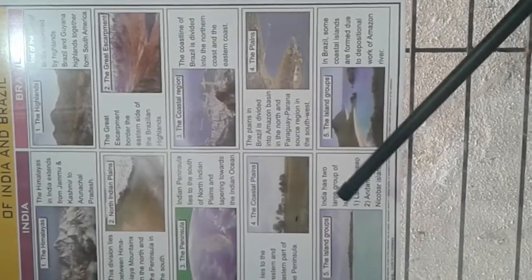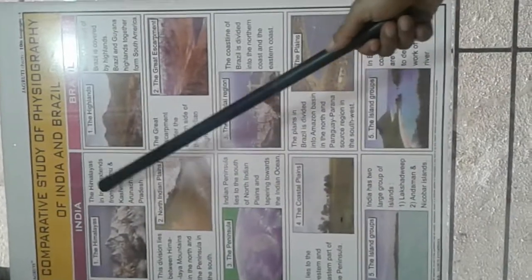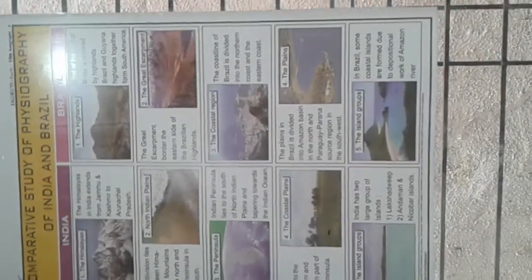India has 2 large groups of islands, one in the Arabian Sea, the other in the Bay of Bengal. Here you have Lakshadweep, which is in the Arabian Sea, and the Andaman and Nicobar Islands, which are in the Bay of Bengal. So these are the 5 physiographic groups of India. First one is the Himalayas, second the North Indian Plains, third the Peninsula, fourth the coastal plains, and the fifth one is the island groups. Now we will discuss in detail each of these groups.